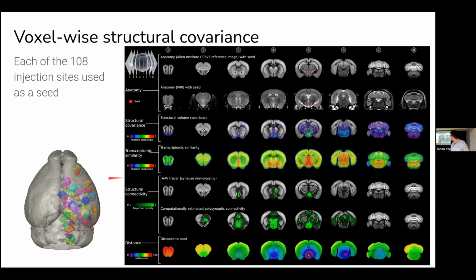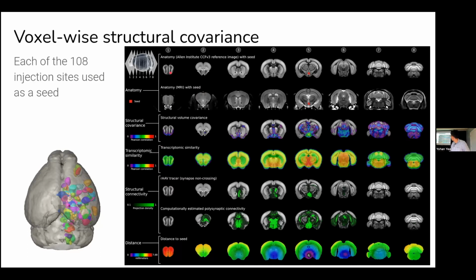Essentially, we have 108 different injection sites. And for each of these different injection experiments, we have structural covariance information. We have information on where a tracer would project if it was injected there. We have information on transcriptomic similarity, and that's shown here on the right.